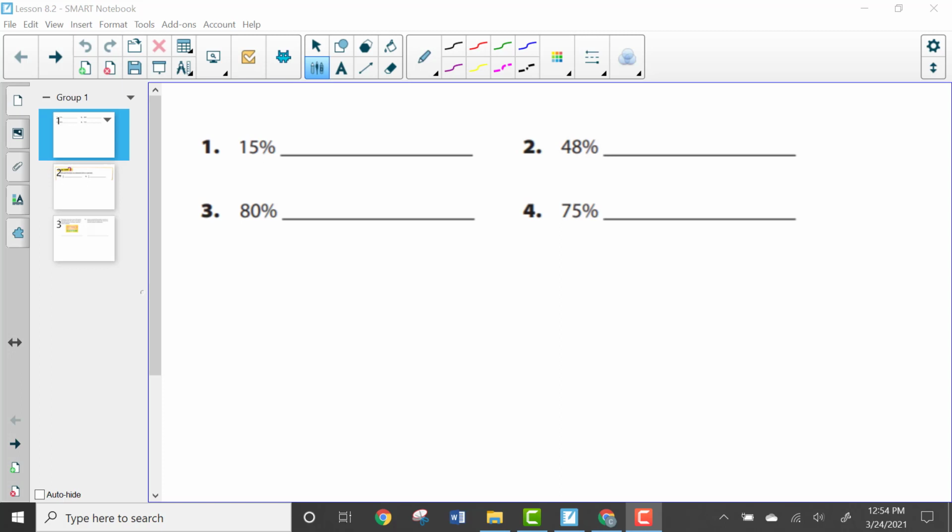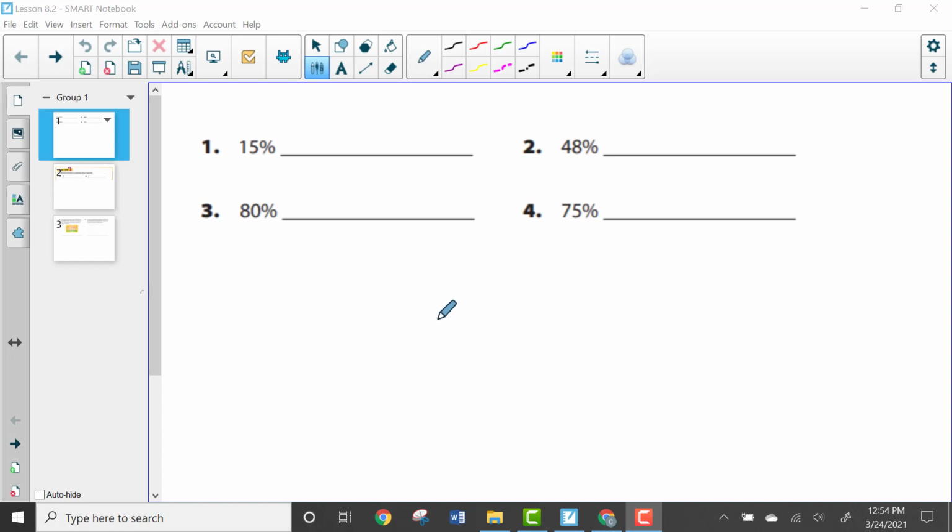Now the goal for this video is for you to write equivalent percents, fractions, and decimals. So we're going to look at how to take a percent, change it to a fraction, change it to a decimal, also fractions to percents and decimals, and so on. So let's take a look at page 209, and we have a few problems there at the bottom. We have 15%, 48%, 80%, and 75%. So what we're going to take a look at is how to take these percentages and how to write them as a fraction and also as a decimal.